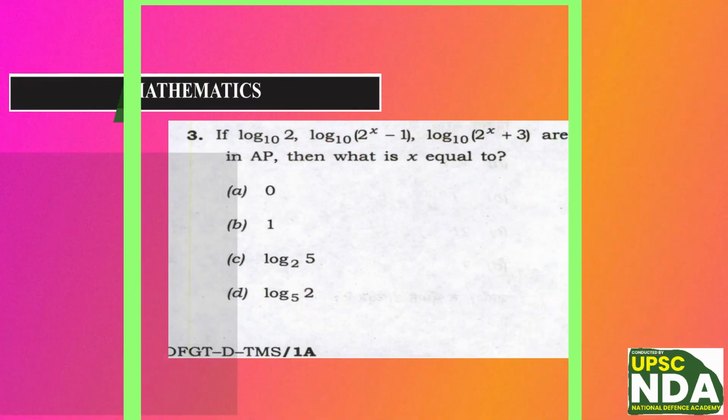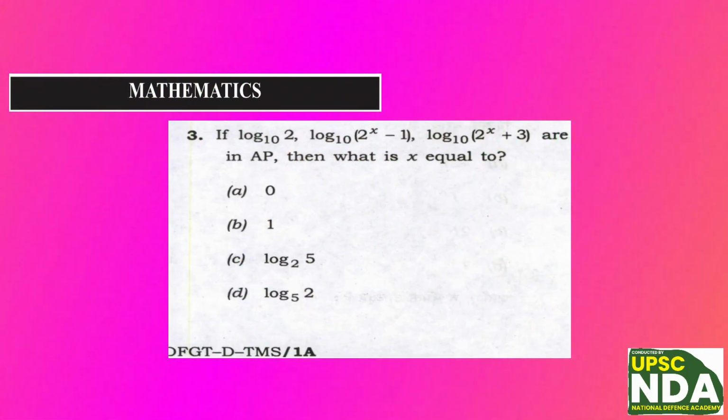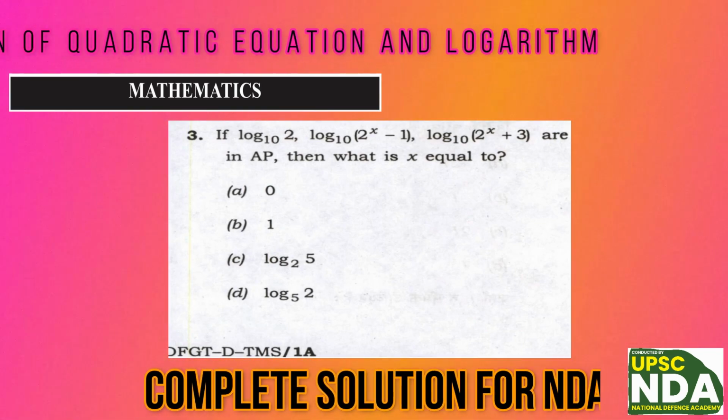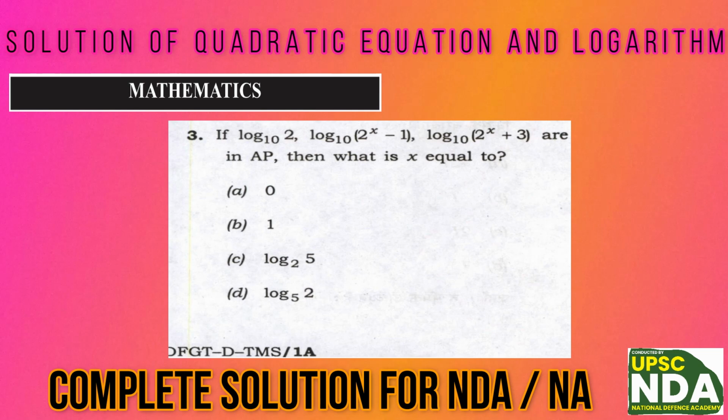In our question, we are given log to the base 10 of 2, comma, log to the base 10 of 2 raised to x minus 1, and the third term is log to the base 10 of 2 raised to x plus 3. If these three terms are in arithmetic progression, then we have to find the value of x.